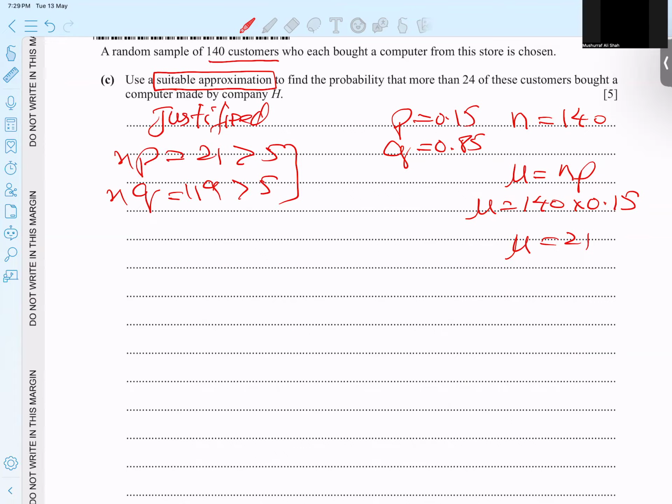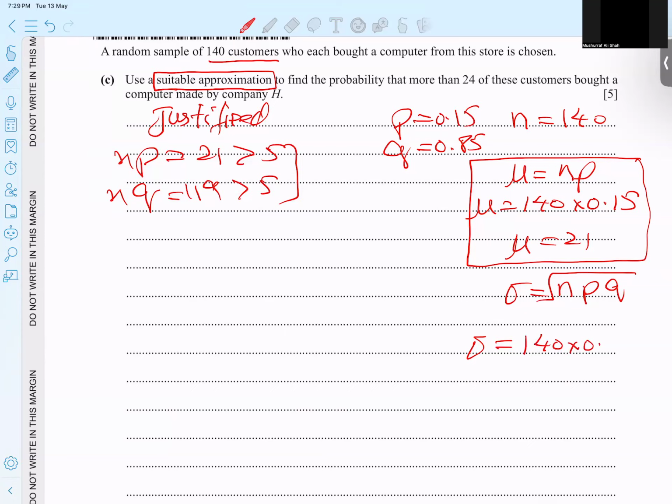Okay, so first of all, the mean, I got it. And now I'm going for the standard deviation. How to get the deviation? Root of NPQ. N is 140, P is 0.15, Q is 0.85. So when I find the deviation, it is root of 17.85. Okay, done.